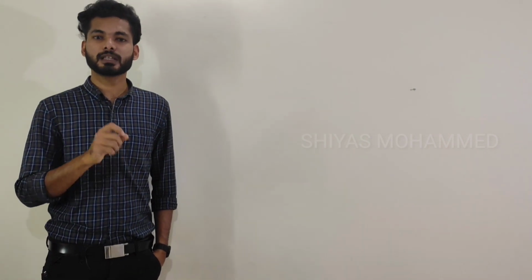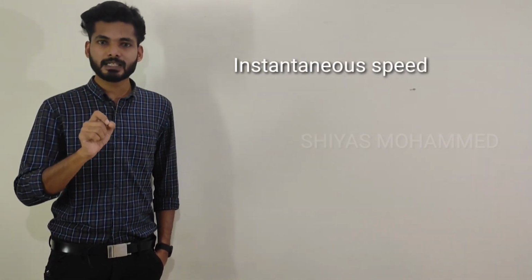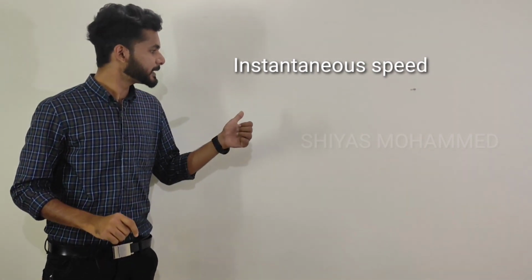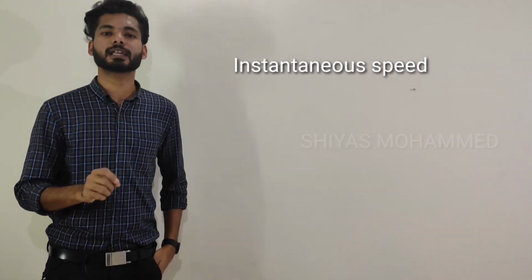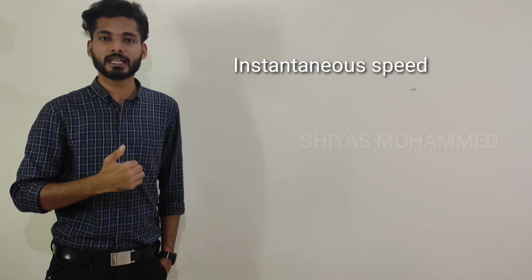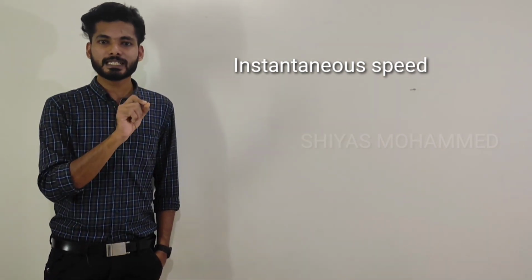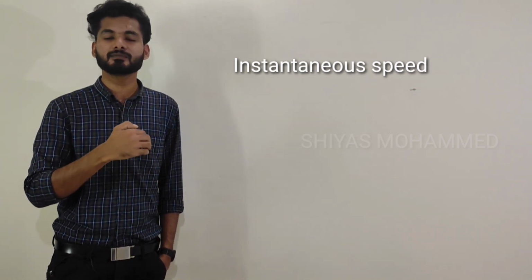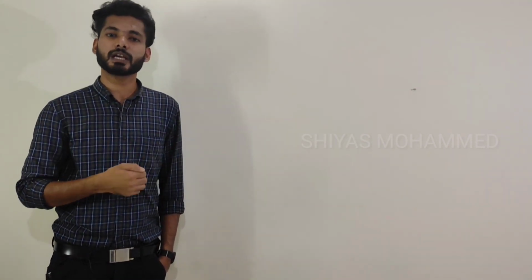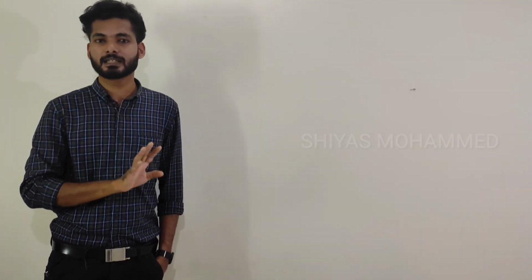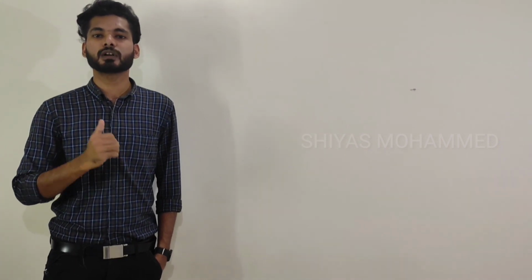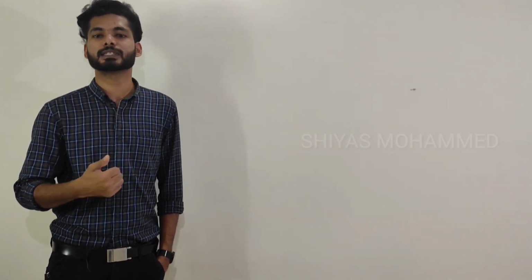Next, I want to find the instantaneous speed. Instantaneous speed means the speed at a particular point. So the speed at a particular point I want to find. If a student wants to find instantaneous speed, the distance will be given in the form of a function. If we differentiate that function, if we differentiate the distance, we will get speed. In that case, differentiation is required. So that is one example for the application of differentiation in physics.